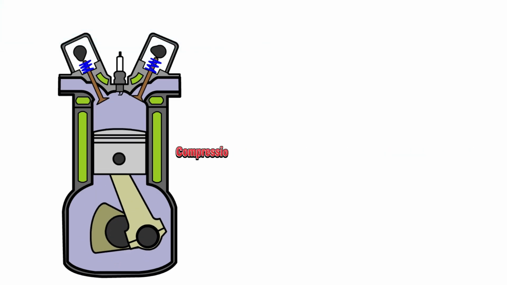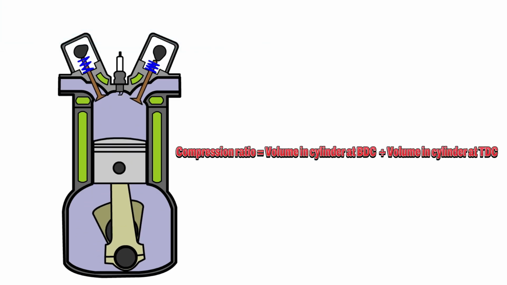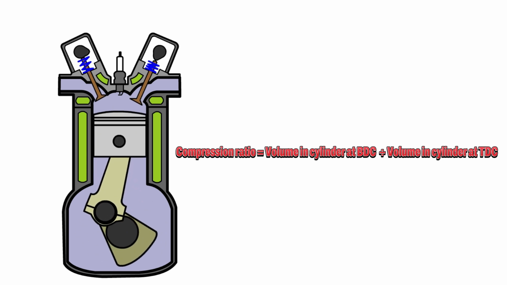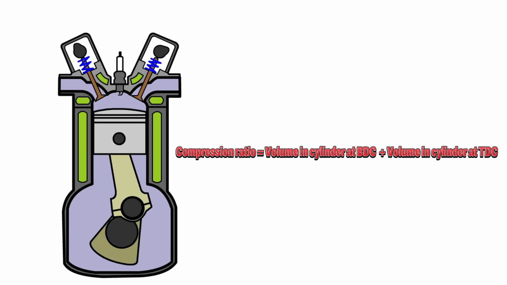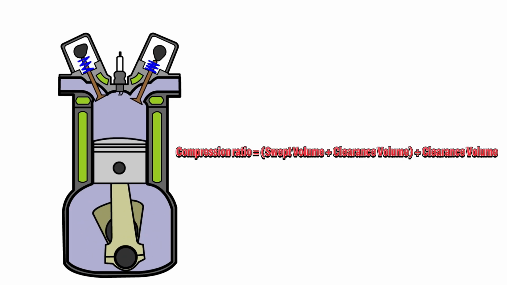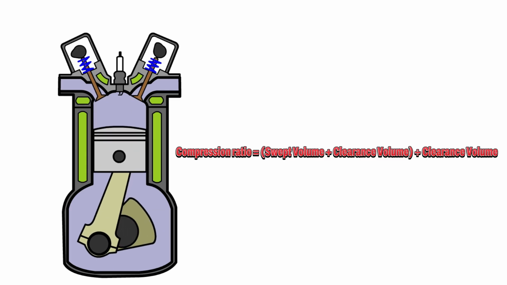The formula for compression ratio is straightforward. Compression ratio equals volume in cylinder at BDC divided by volume in cylinder at TDC. Or compression ratio equals swept volume plus clearance volume divided by clearance volume.